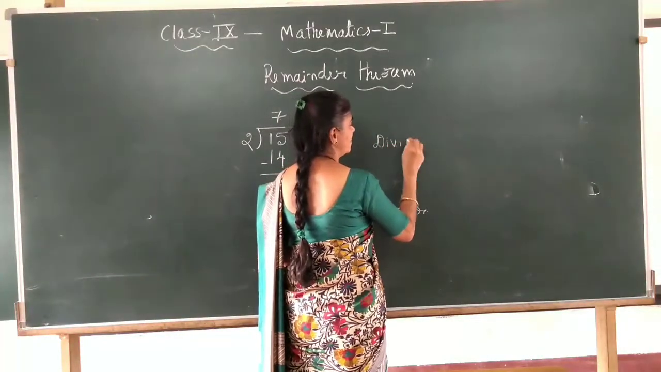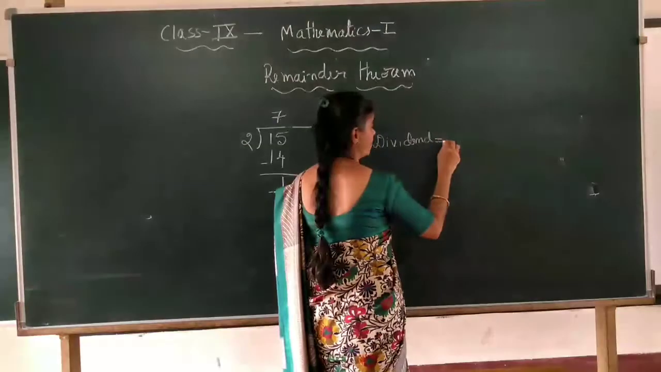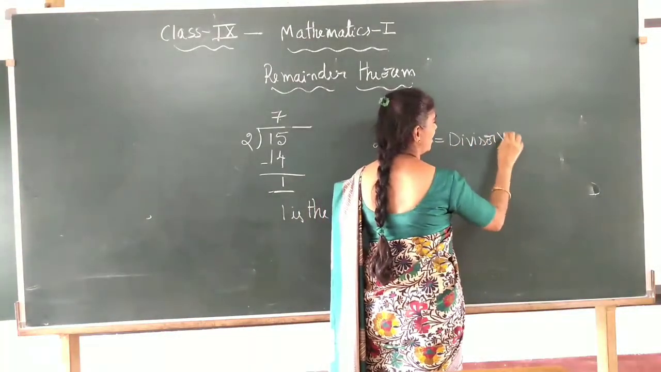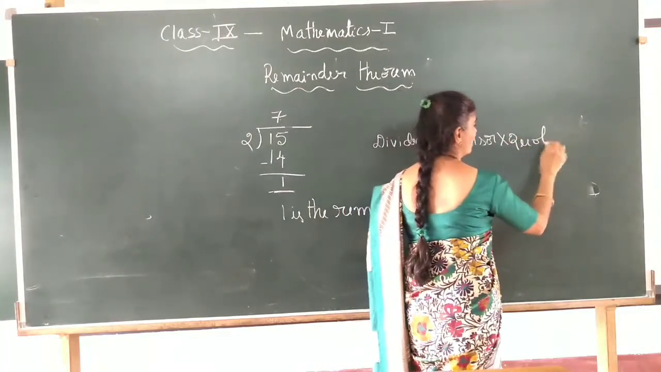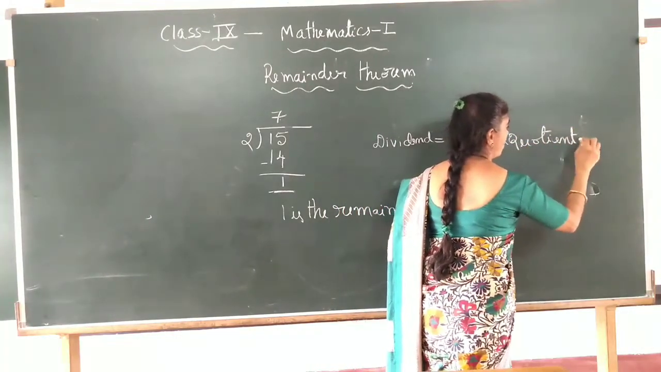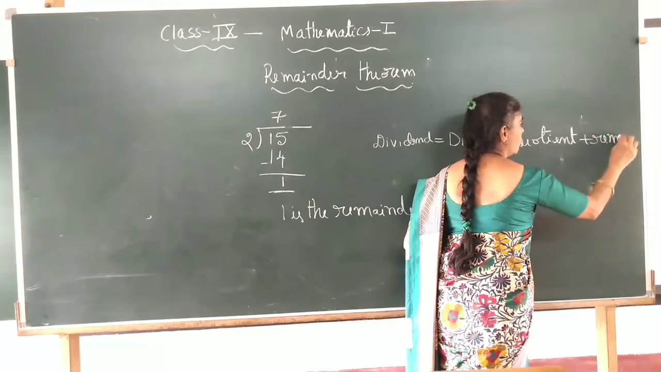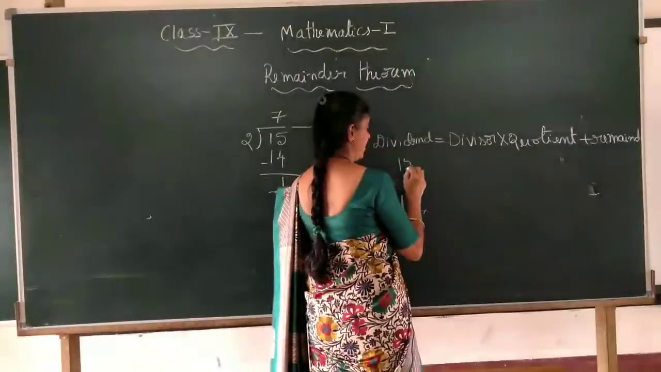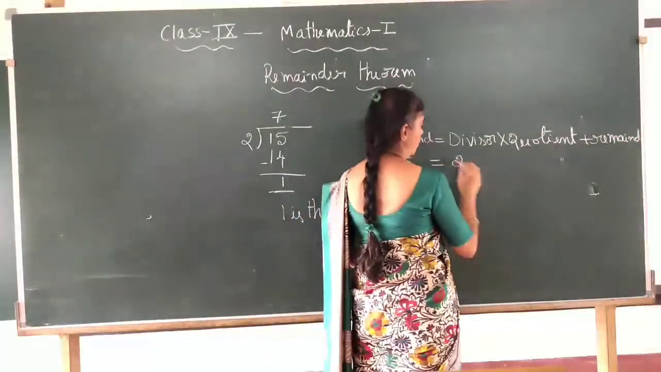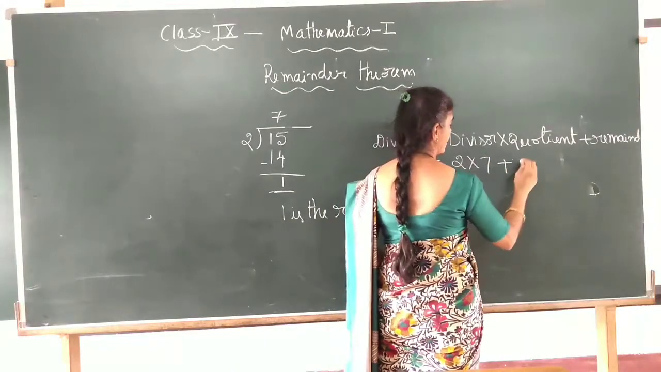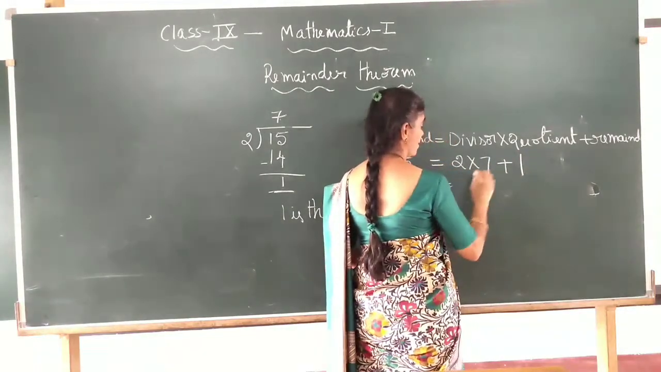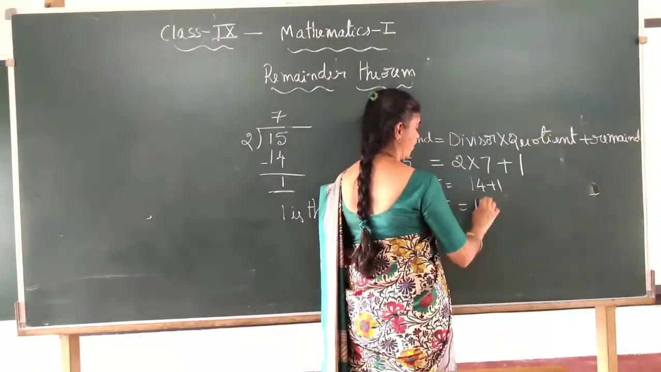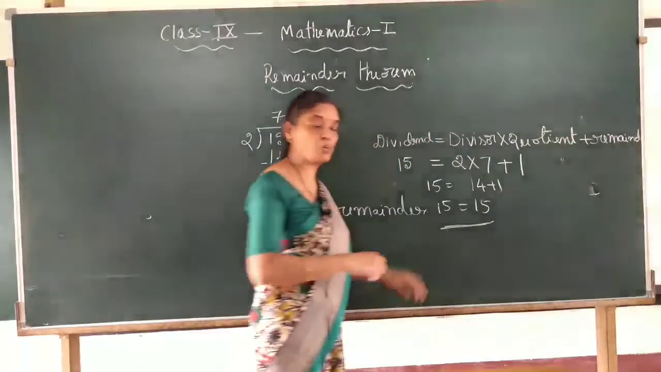So you know, in division, dividend is equal to divisor into quotient plus remainder. This is the rule or the formula. See, 15 is equal to 2 into 7 plus remainder 1. 2 sevens are 14 plus 1. So what do we get? Exactly 15. Right. So this is the rule of division.